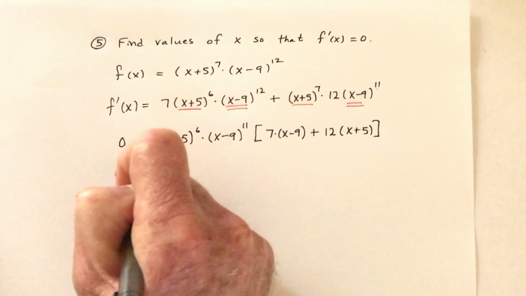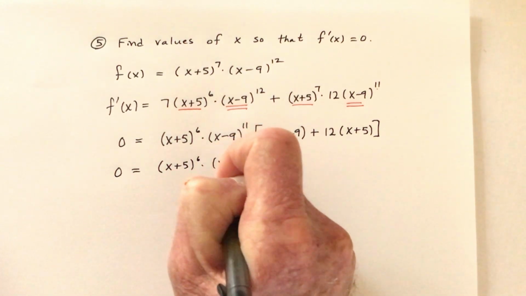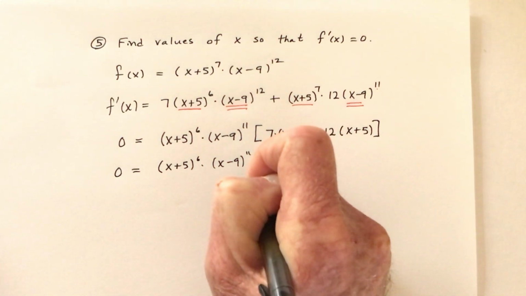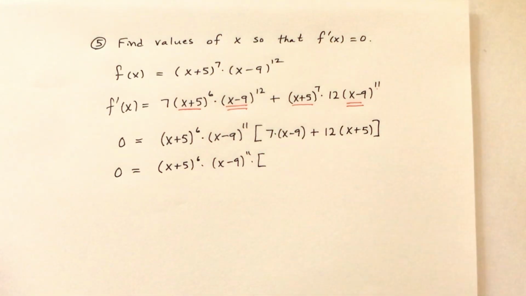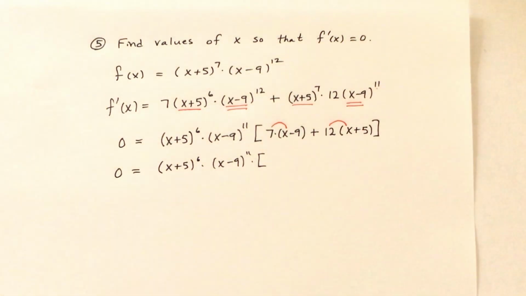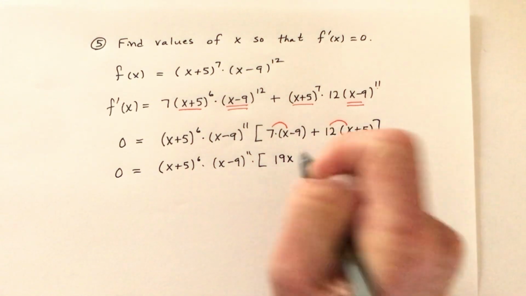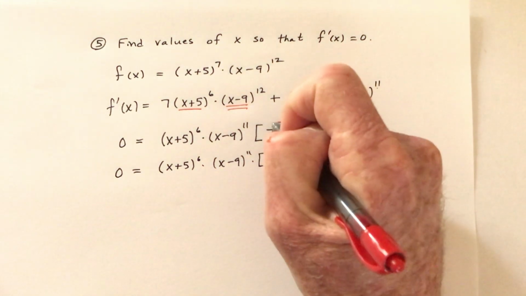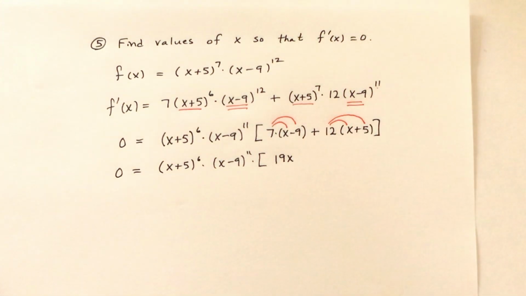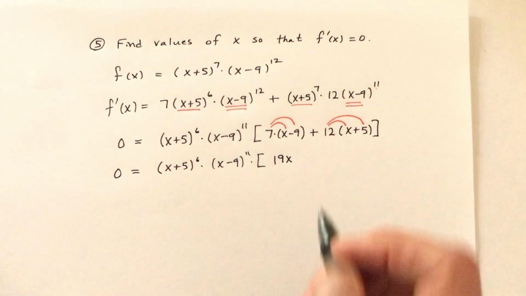And then I could just, well, for now, recopy this and recopy this. And then, let's see, how many x's? So this is 7x, and this is 12x, and a 7 and a 12 is 19, so there's 19x. This is a negative 63, and this is a positive 60. So negative 63 plus positive 60 is a negative 3.